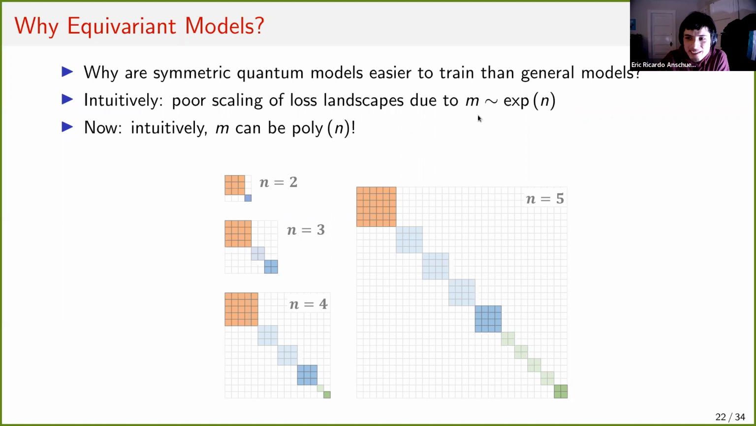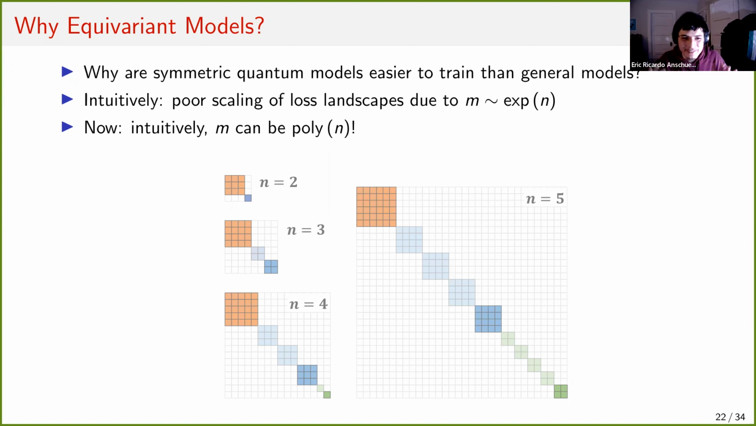And intuitively, again, all those untrainability results were just due to the fact that this M, this degrees of freedom parameter, scaled exponentially with the system size. But now, when you have systems restricted by these symmetries, intuitively this M can be polynomial in the system size. And so now these really bad things that scaled like 2 to the minus n now only scale as 1 over poly n. And so things are more trainable here.